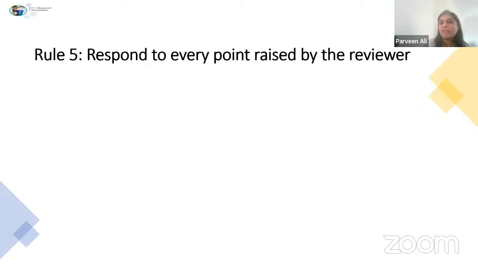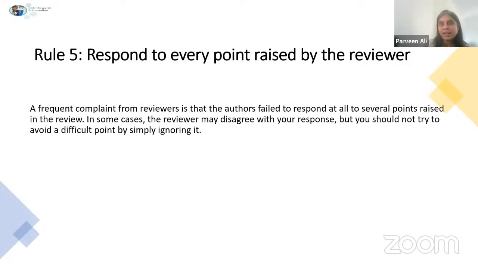Rule number 5, respond to every point raised by reviewers. Usually once you have submitted something after the reviews, sometimes it comes back and says, well, you haven't addressed all the comments raised by the reviewers, and therefore there is another revision. So it's important that you respond to each point raised by the reviewers, even if you disagree with them. It's okay to explain it, and if you disagree with something, you can say, this is the reason we disagree with this comment, or this is what we have done to sort this out, but try not to ignore it, try to address it. So do address the point.